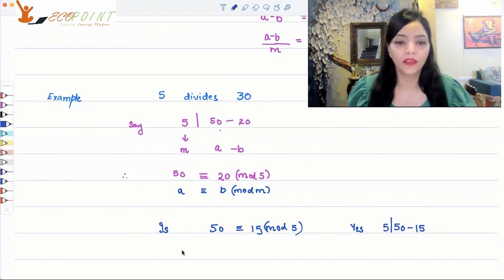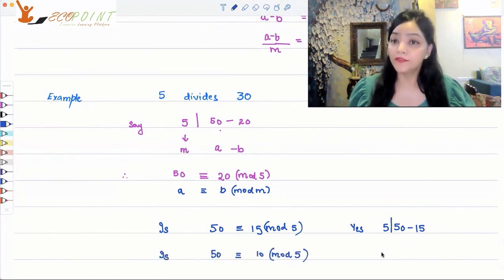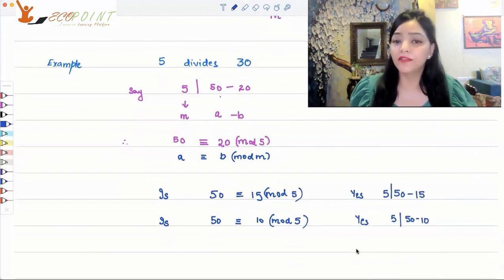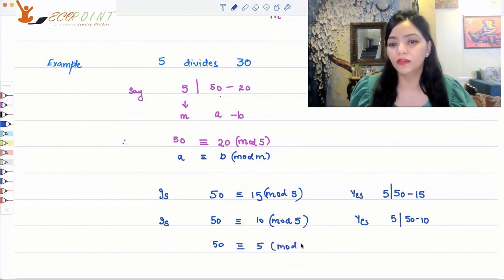Another question is, is 50 congruent to 10 mod 5? Absolutely yes, because again, 5 divides 50 minus 10. Similarly, 5 divides 50 minus 5 as well. So 50 must be congruent to 5 mod 5, right?